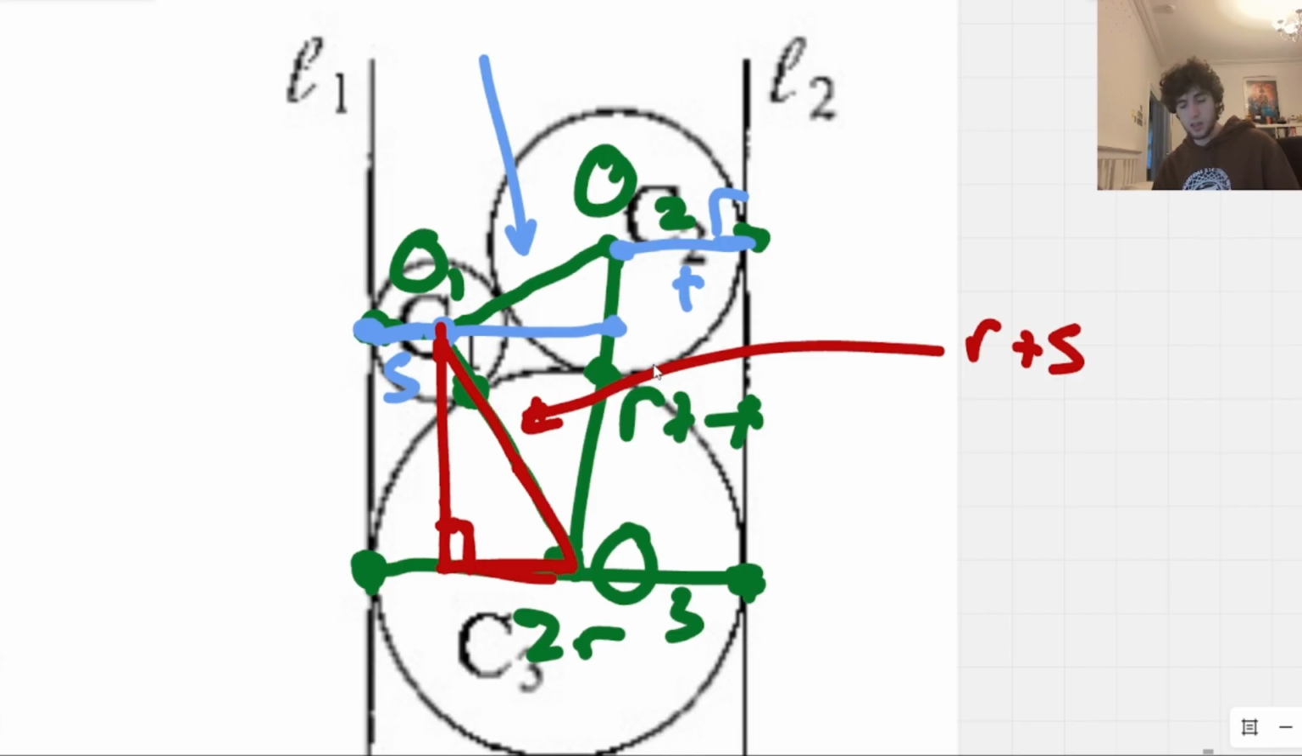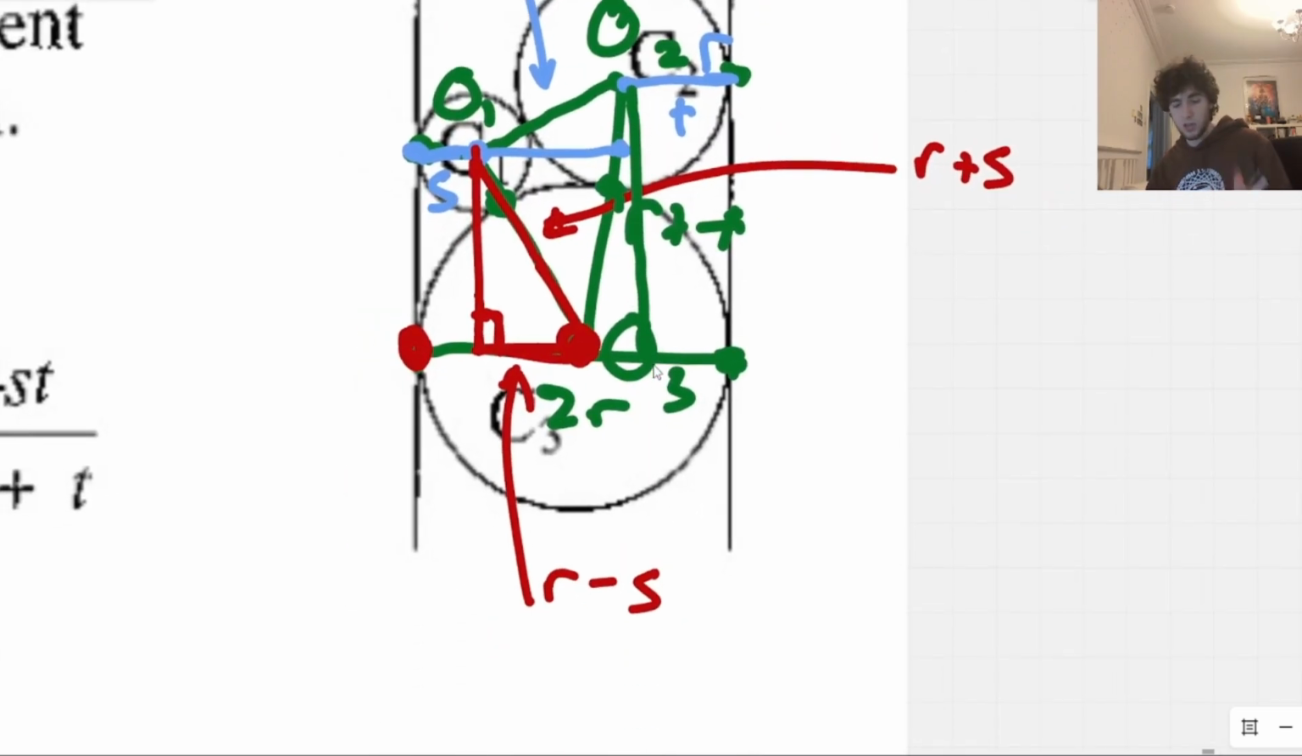So let me highlight it. We need to figure out this length here, and the way we can do that is by realizing the following. If we go straight down from here, imagine that's a straight line, then you get a 90-degree angle. The main argument is that from the center of C3, from O3, to this point of tangency here is the radius of C3, so that's of length r. And we know this length is just s, so this length has to be r minus s.